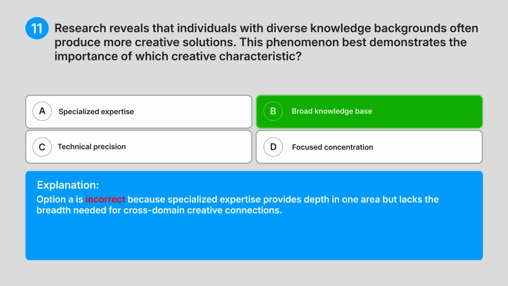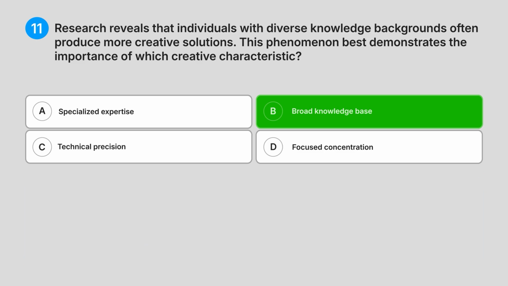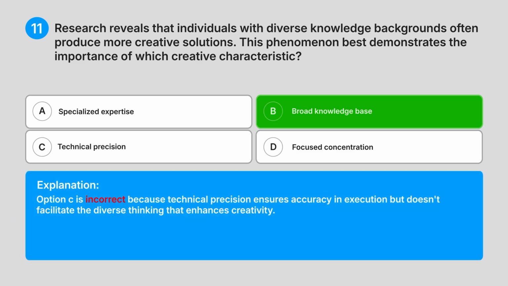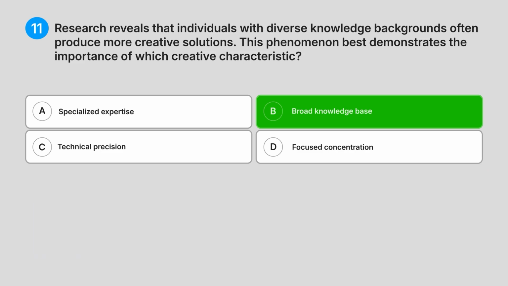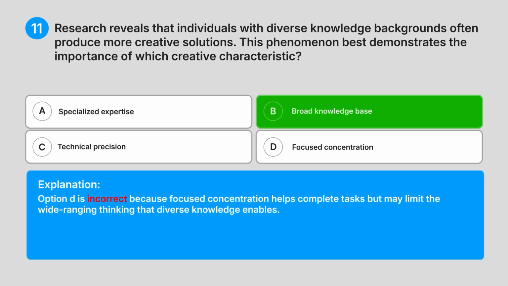Option A is incorrect because specialized expertise provides depth in one area, but lacks the breadth needed for cross-domain creative connections. Option C is incorrect because technical precision ensures accuracy in execution, but doesn't facilitate the diverse thinking that enhances creativity. Option D is incorrect because focused concentration helps complete tasks, but may limit the wide-ranging thinking that diverse knowledge enables.